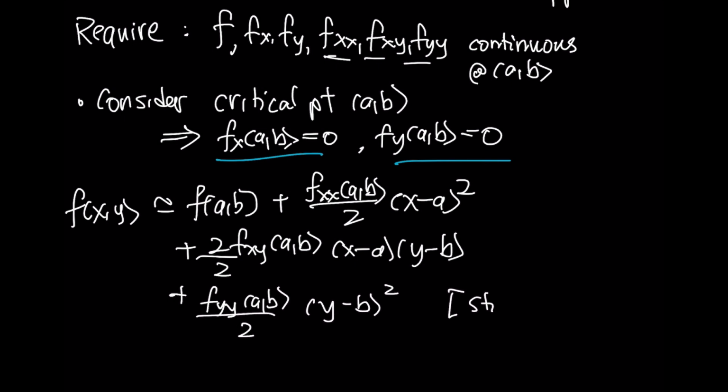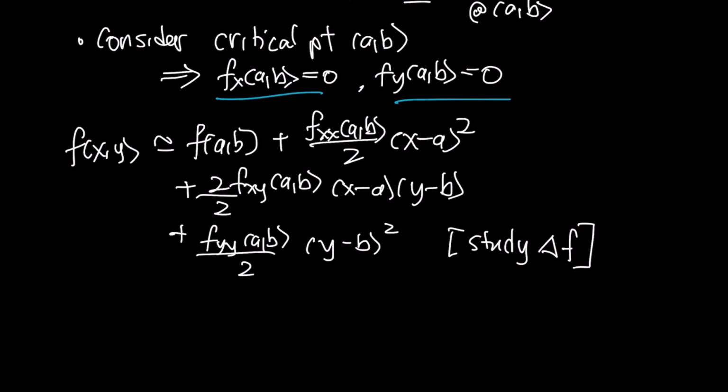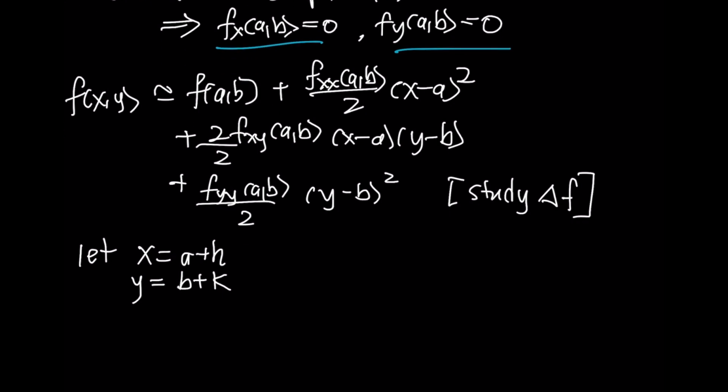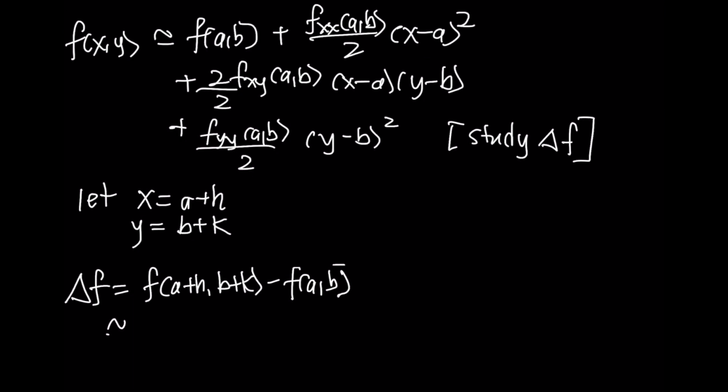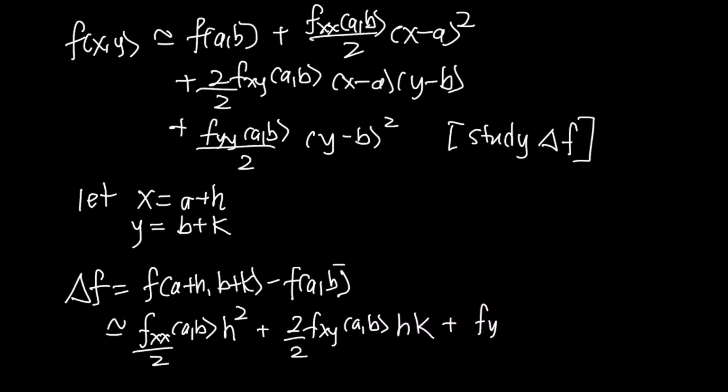We want to study the change in the height of the function as we move away from the critical point. We're going to let x be a point that's nearby the x value of the critical point, and we're going to let y be something that's near the y value of the critical point. So h and k are just some small displacement away from it. What this is going to tell me is that delta f is going to be the value of my function at a plus h, b plus k, and I'm going to subtract the value at the critical point. I'll get the second partial derivative with respect to x at the critical point over 2 times h squared, plus 2 of this mixed partial at the point divided by 2 times hk, plus the second partial with respect to y times k squared all over 2.